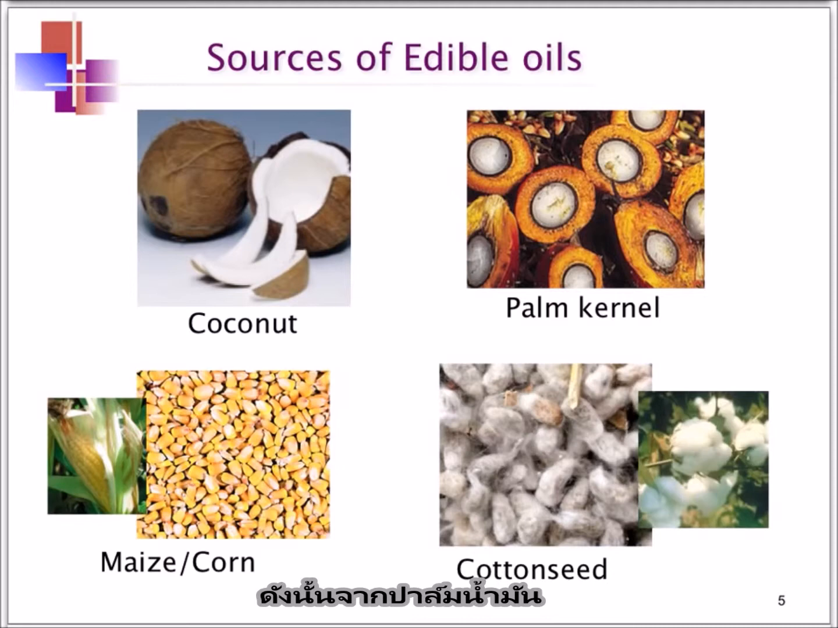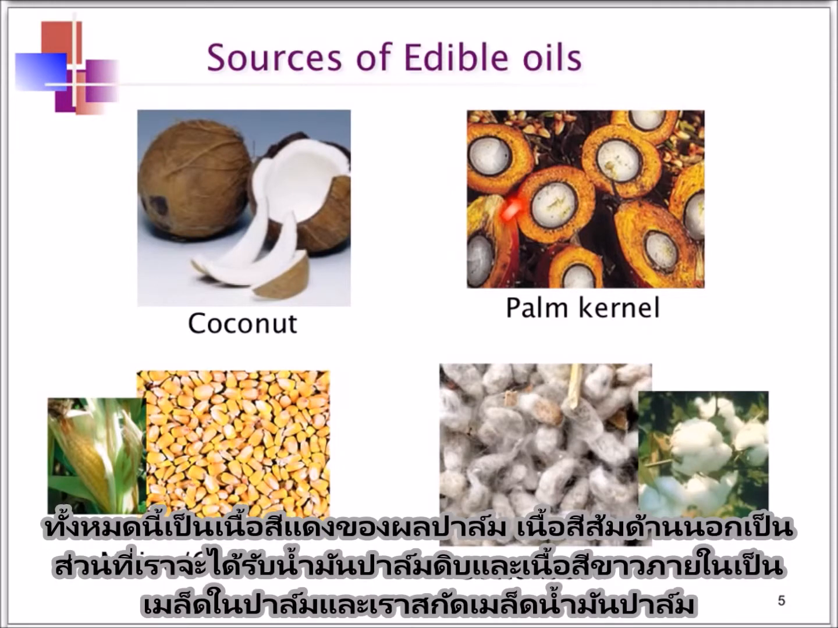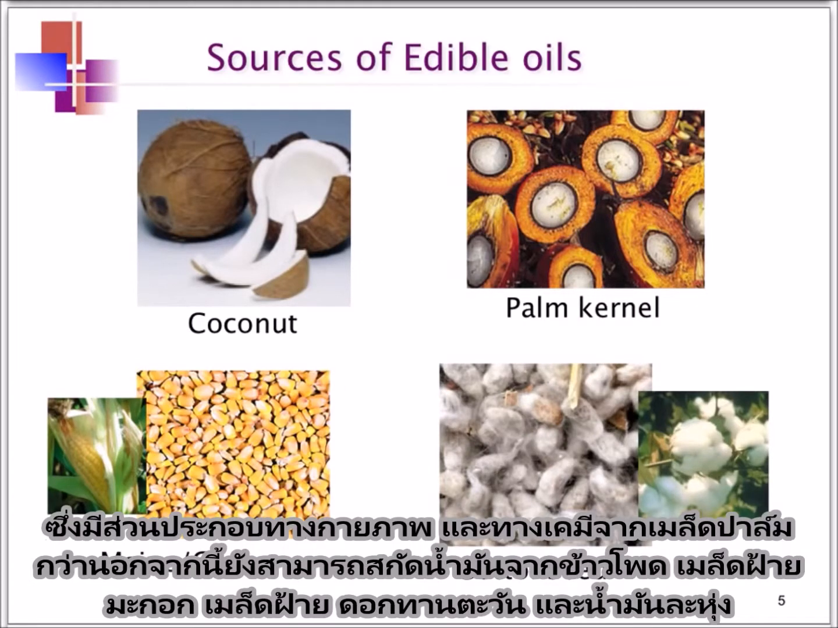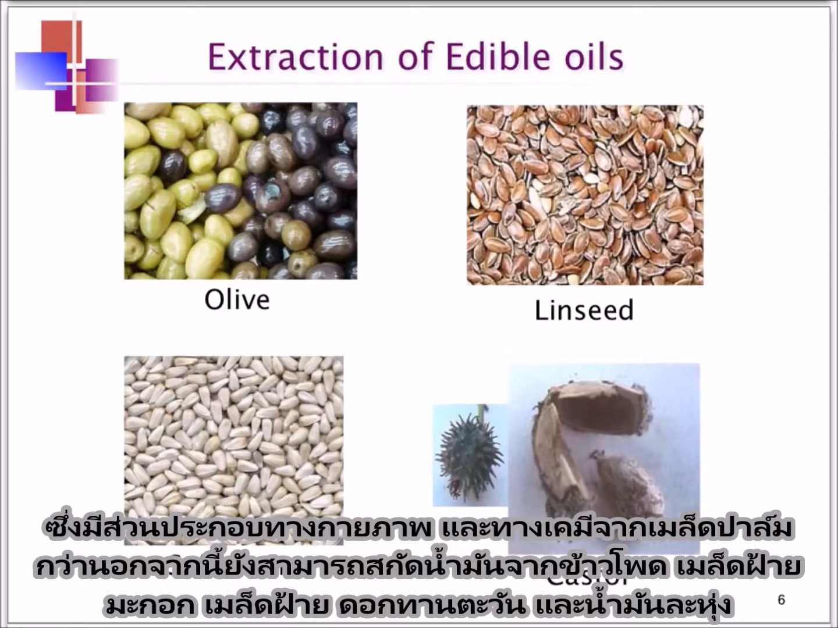So for the oil palm, this is the oil palm fruits. The red, the orange flesh outside is from where we can get the crude palm oil, and the white flesh inside, this is actually the palm kernel, and we can actually extract the palm kernel oil, which has different physical and chemical composition from the palm kernel part. Then oil also can be extracted from corn, from cotton seed, from olive, linseed, sunflower, safflower, and from castor oil.